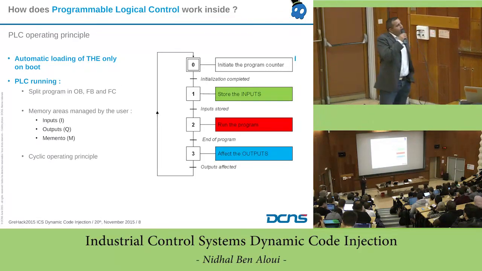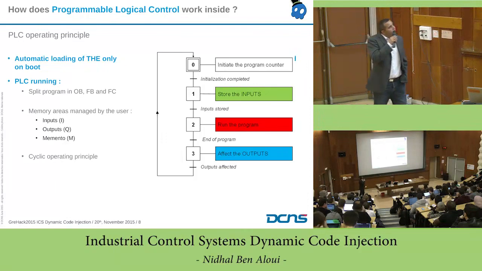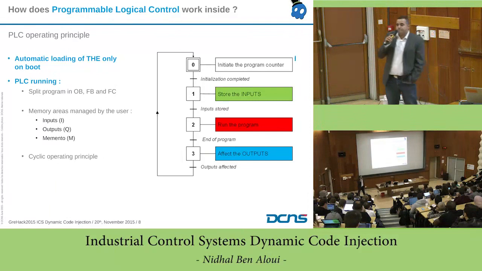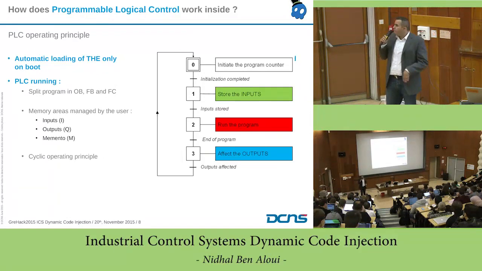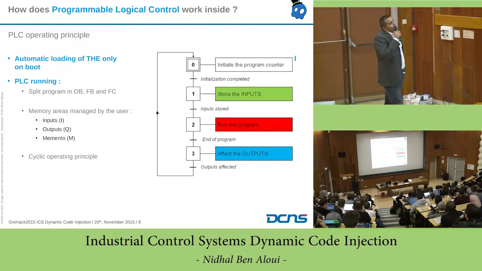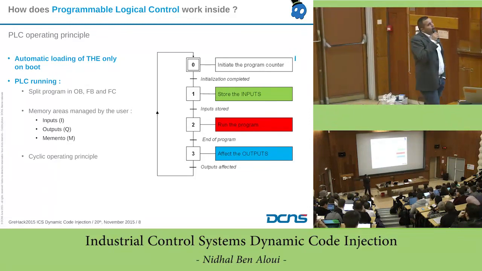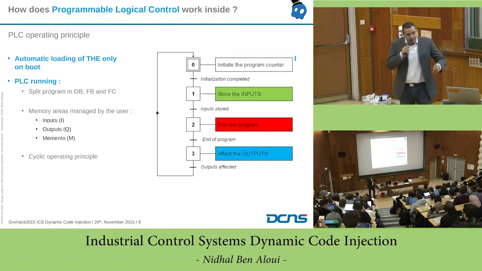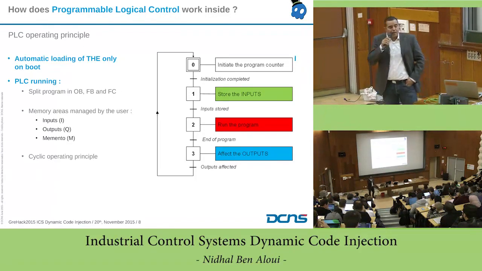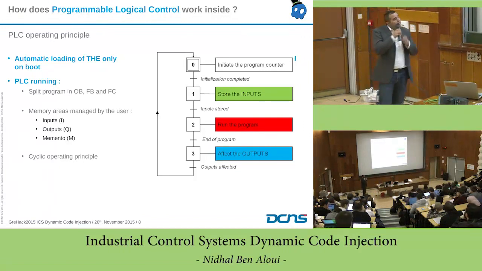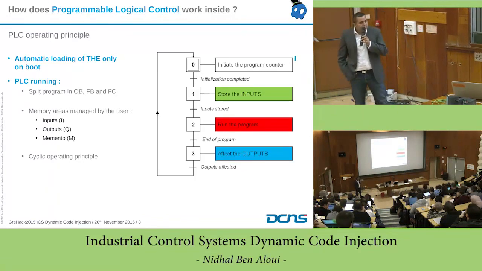And at each cycle, the PLC, as the first step, initiates the program counter. So it puts, for example, 0 in the flag on the CPU. Then it reads all the input memory from the digital or analog inputs. It reads this information and stores it in the internal memory.